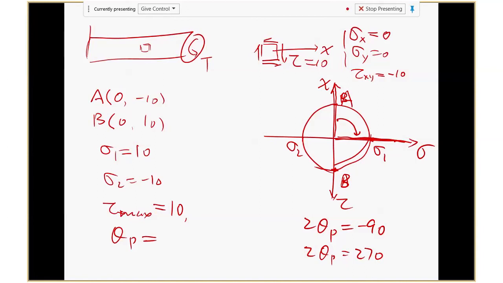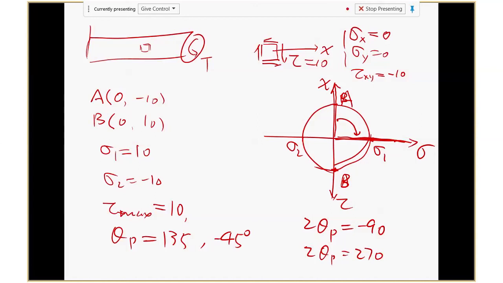From the x direction, you rotate 270, it gives you the sigma 1 direction. Now, what's theta p then? It's positive 135. Okay, so you can say it's 135, or you can say it's negative 45. Which one? It's the same. You can give me your answer, say it's negative 45, or you can say it's positive 135. It's the same thing. I'll count both correct.